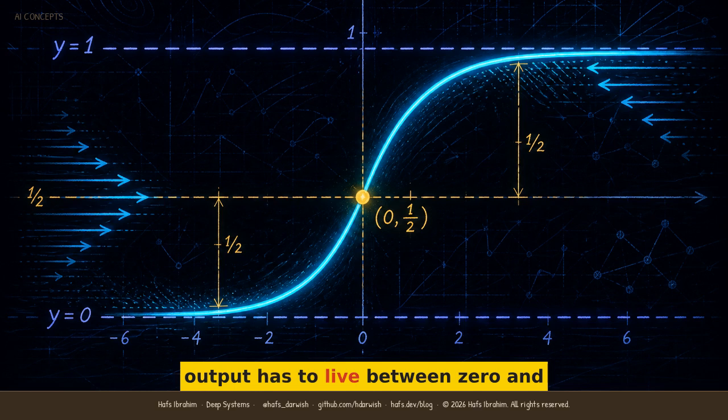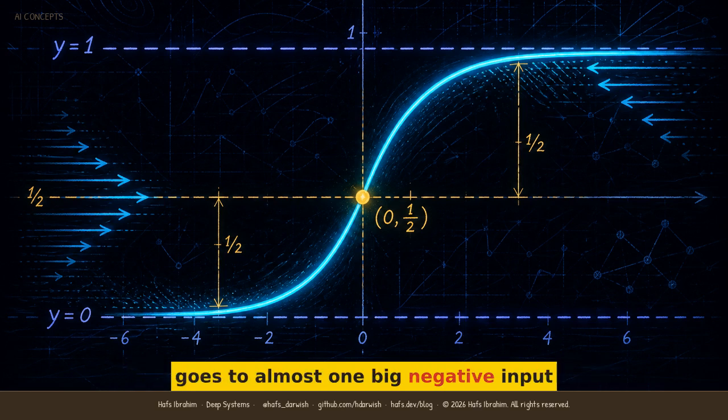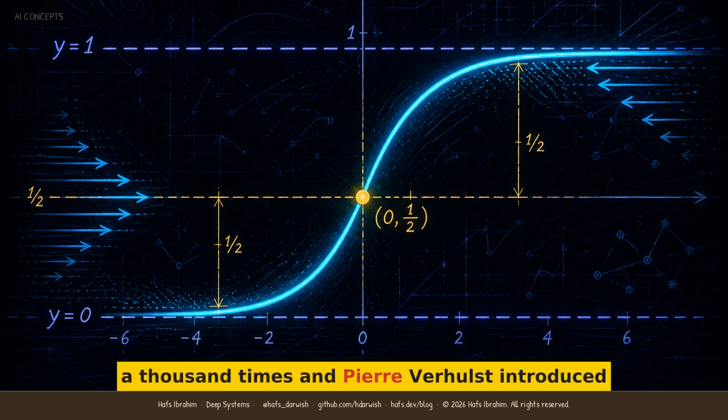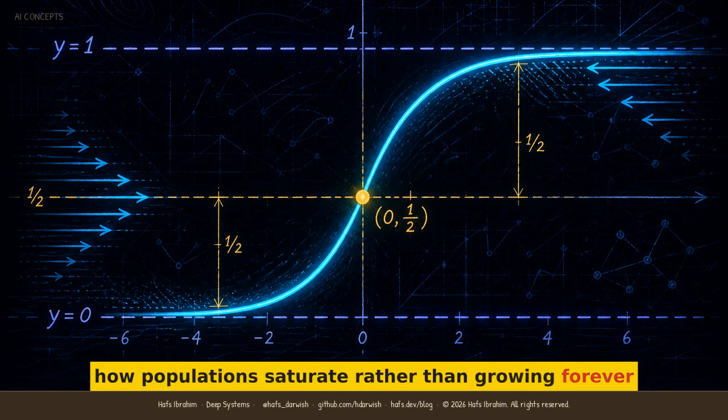So the output has to live between 0 and 1 by construction, not by force. That is the first repair, and it is a small one. Take the straight line you already fit and pass its output through a squashing function. Big positive input goes to almost 1, big negative input goes to almost 0, and 0 goes to exactly 1/2. The standard choice is the logistic function, 1 over 1 plus e to the minus z, where z is your old linear combination. Its shape is the S you have seen 1,000 times, and Pierre Verhulst introduced it in the 1830s to model how populations saturate rather than growing forever.